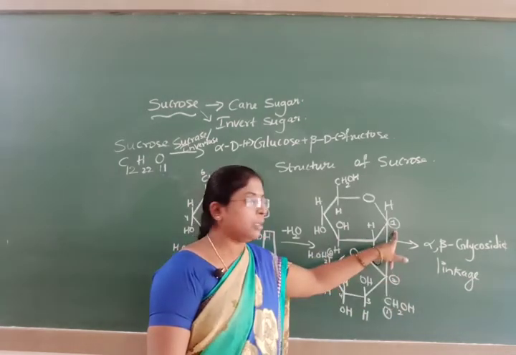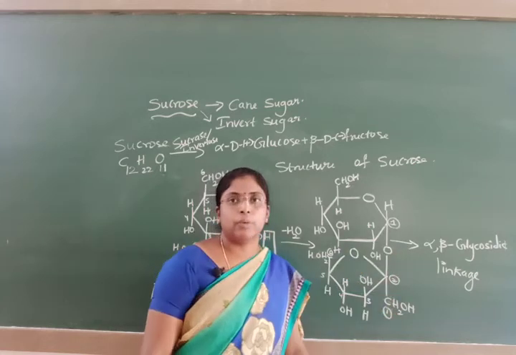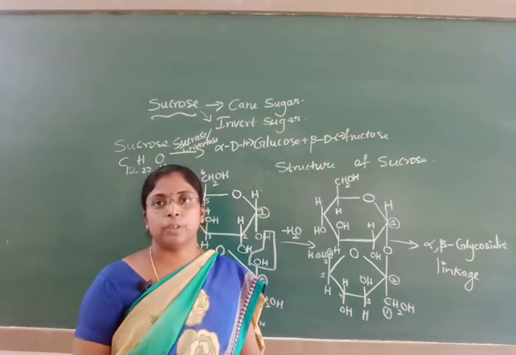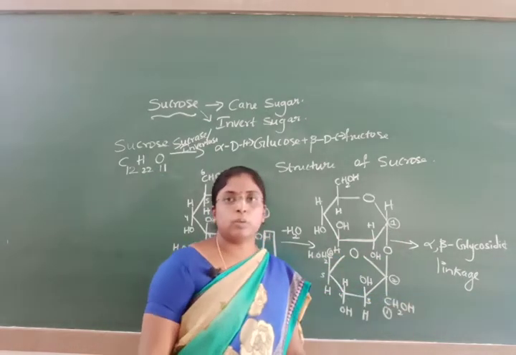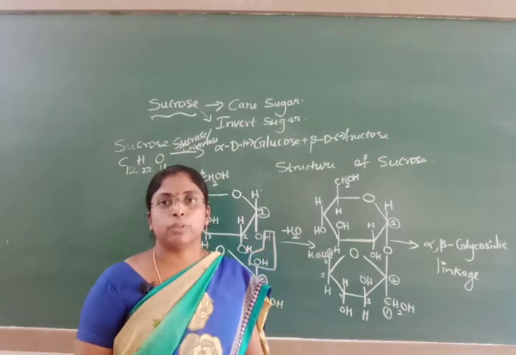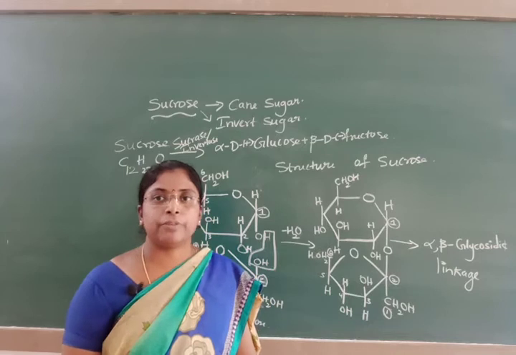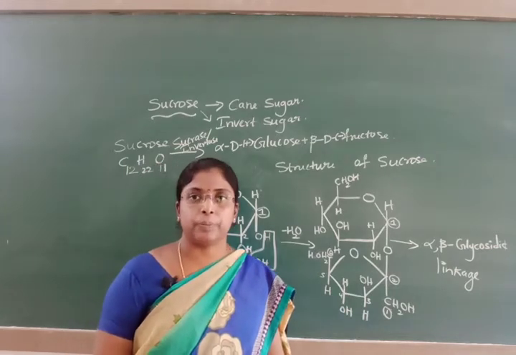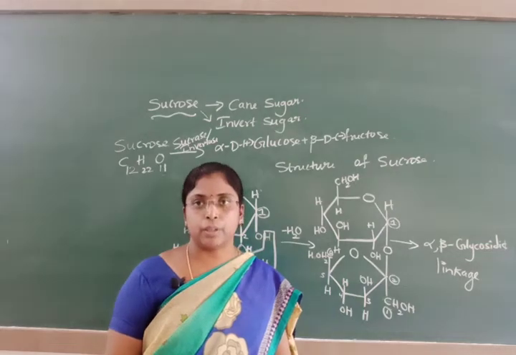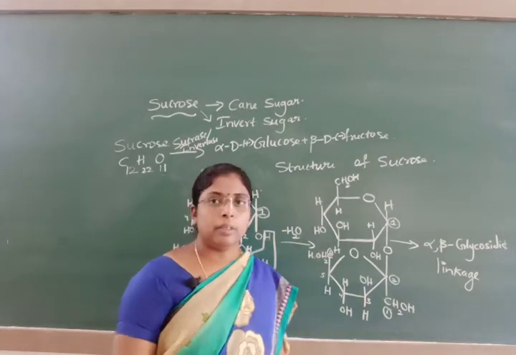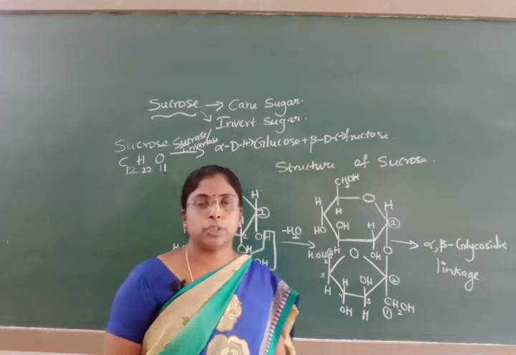The CHO of glucose forms a glycosidic linkage with the second carbon of fructose, where there was a ketonic group. Since the CHO of glucose and the carbonyl, ketonic group of fructose form a glycosidic linkage, there is no free aldehydic or ketonic group. Hence, sucrose acts as a non-reducing sugar. This sucrose is also known as invert sugar.